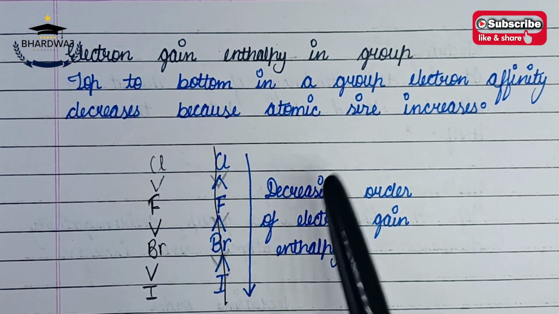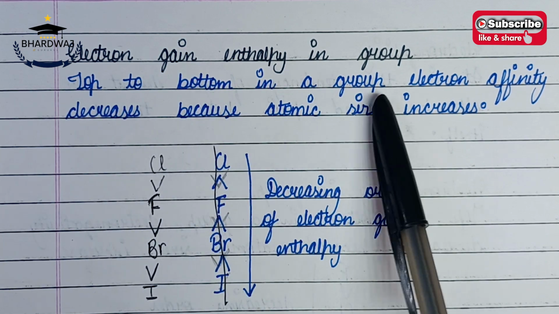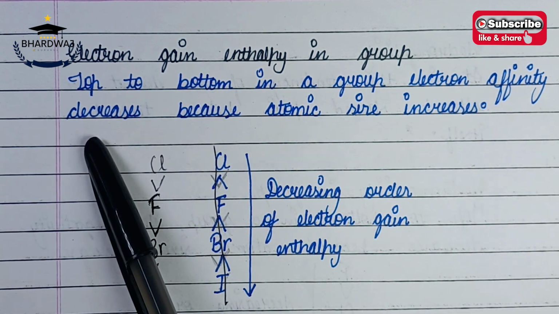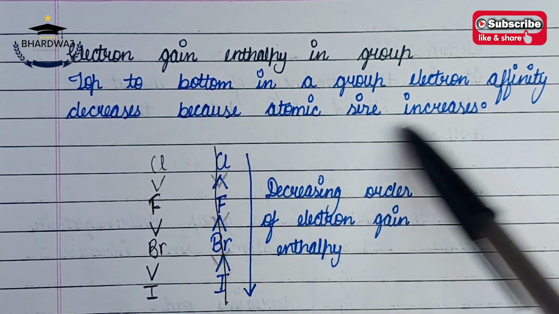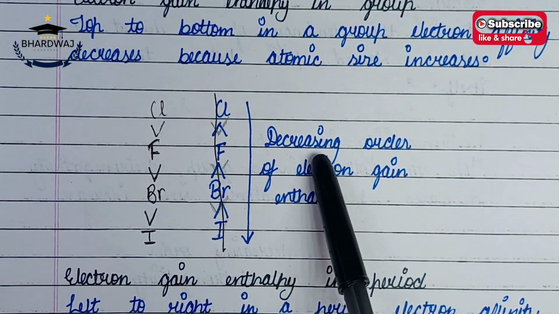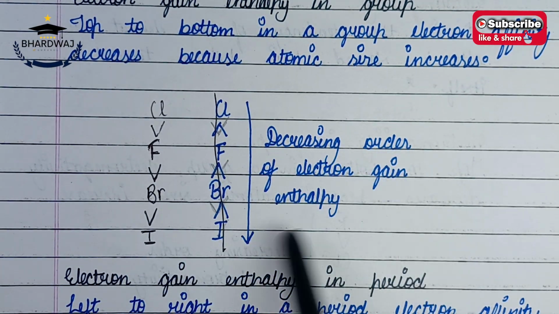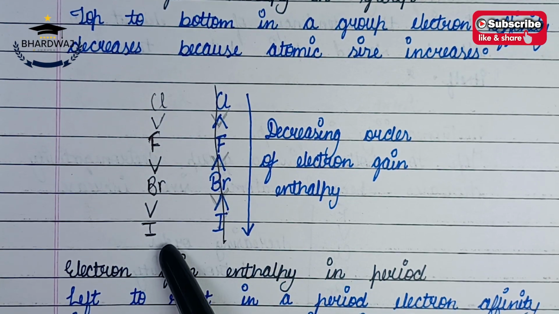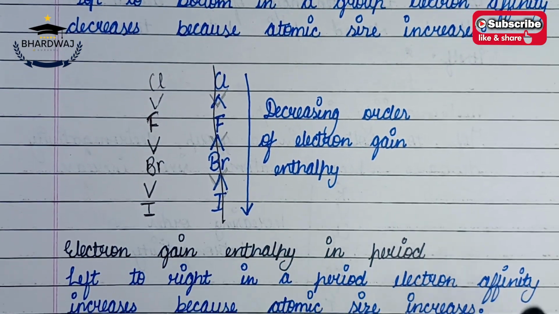Electron gain enthalpy in a group. Top to bottom in a group, electron affinity decreases because atomic size increases. So this is the correct sequence, this is the wrong one given. Decreasing order of electron gain enthalpy, it always decreases when we are moving from top to bottom, that is, when we are moving in a group.